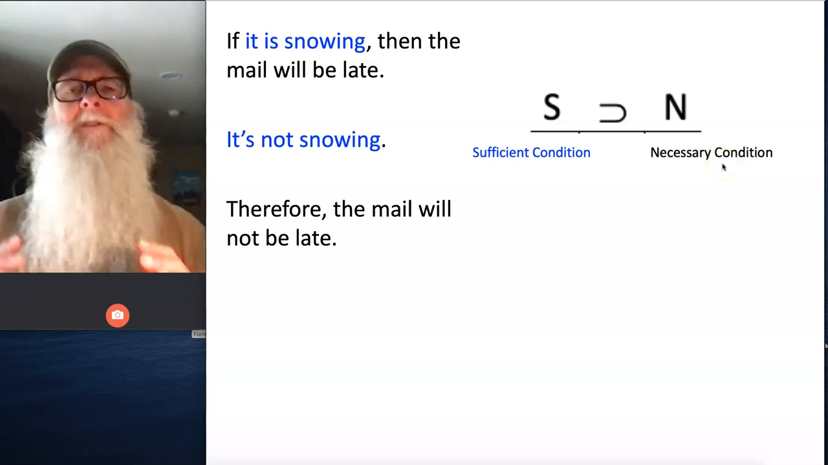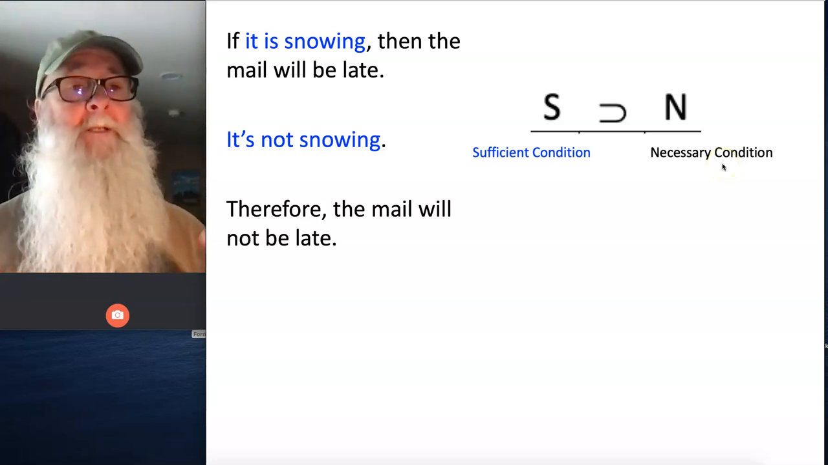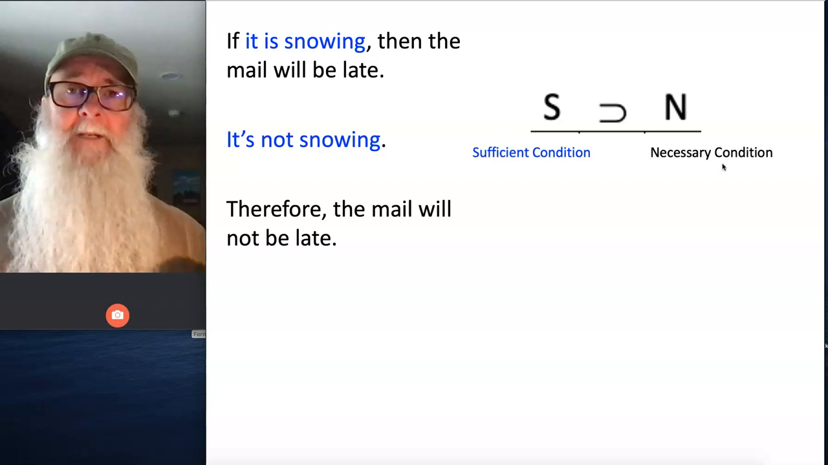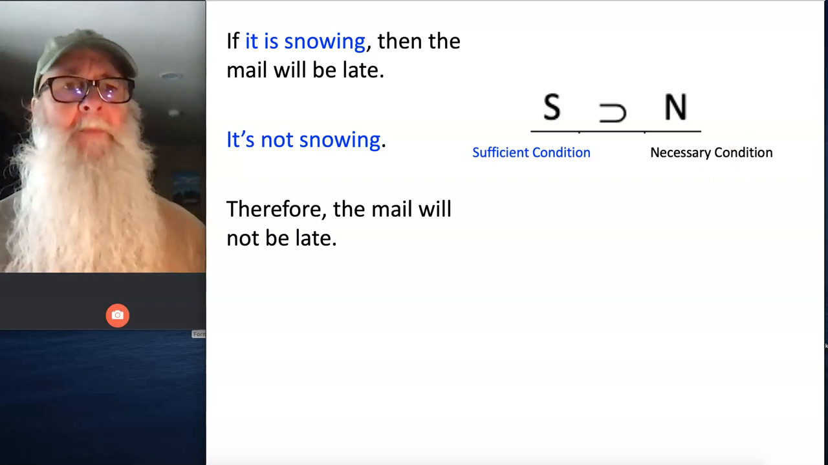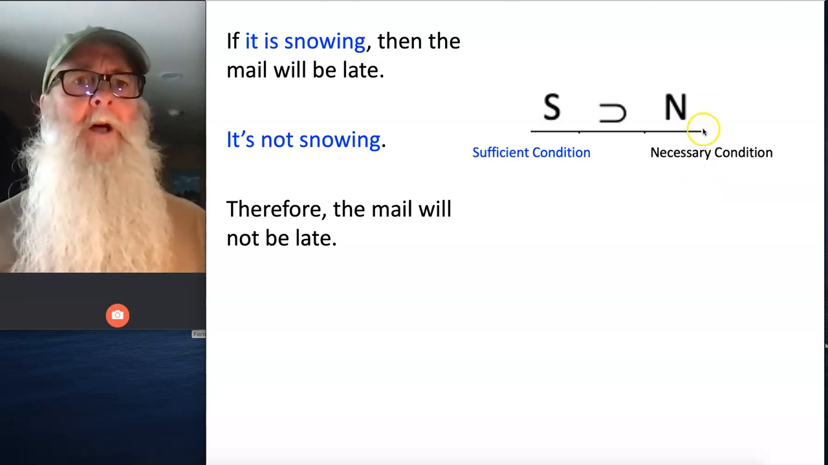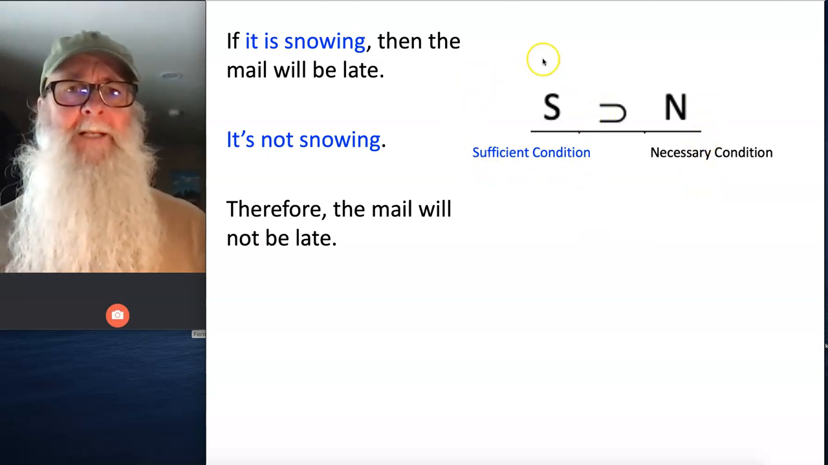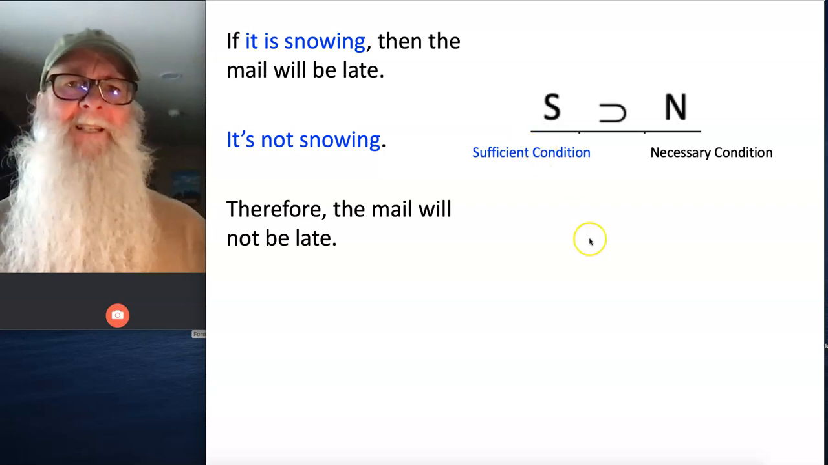And if we looked at our conditional statement truth table, we'd see on lines 3 and 4, what appears on the right-hand side of the horseshoe is true and false. And on both of those lines, what appears on the left-hand side is false.